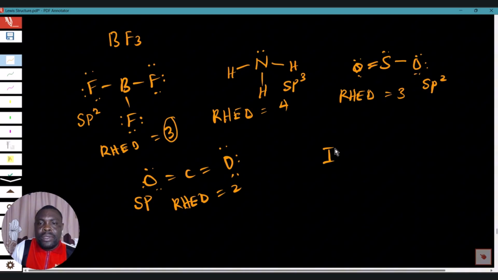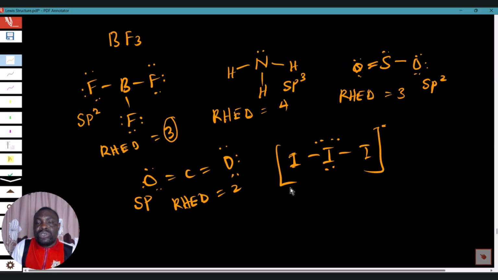Now, let's look at I3 minus. In I3 minus, we have 1 iodine at the center and the remaining 2 distributed around it. We have 3 lone pairs. If you have checked our Lewis structures class. Now, what is the region of high electron density here? We have 3 lone pairs plus 2 bond pairs, which gives me 5.